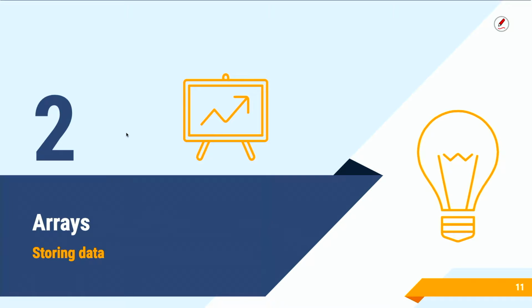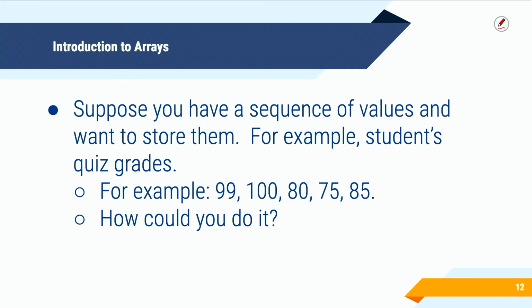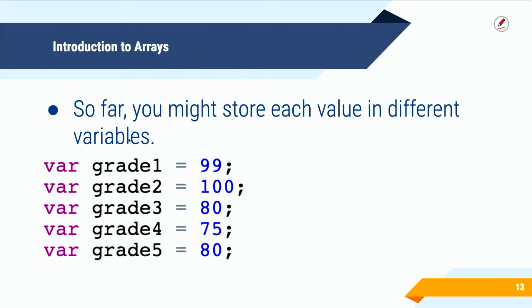All right, so think about arrays as a way to store data. Suppose you have a sequence of values and you want to store them. For example, you have a series of student quiz grades: 99, 100, 80, 75, and 85. How could you do it? Well, so far, you might store each value in different variables. You might create 5 different variables: var grade1 equal 99, var grade2 equal 100, var grade3 equal 80, etc.